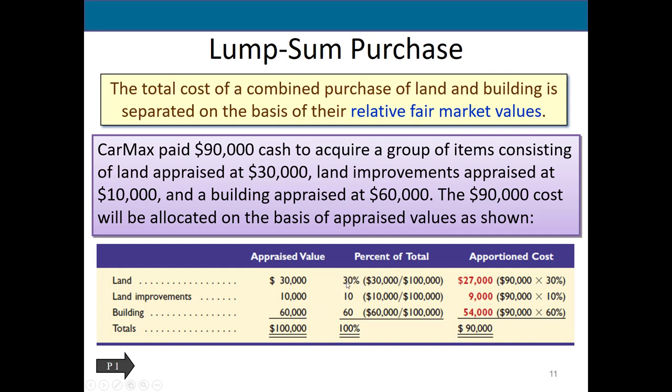And then when I multiply that percentage by the 90,000 lump sum purchase, 30% times 90,000 gives me a 27,000 allocable or apportioned cost. 10% of 90,000 gives me 9,000. 60% of 90,000 gives me 54,000. Therefore, these are the amounts that I'm going to allocate to each of my three assets.